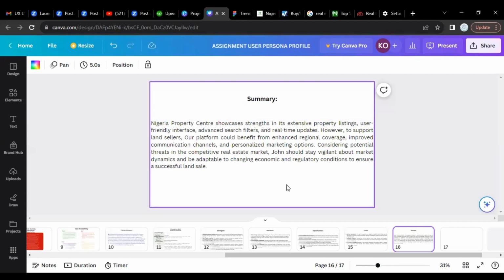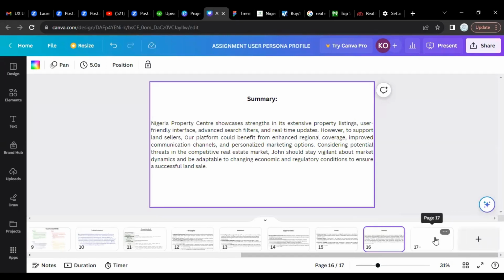Okay, like I was saying, this is where I am for now. I will still add other stuff, but here is the summary. Nigerian Property Center showcases strengths in its extensive property listing, user-friendly interface, advanced search filters, and real-time updates. However, to support land sellers, our platform could benefit from enhanced regional coverage. This is so true. I already know about it. I already have something for it.